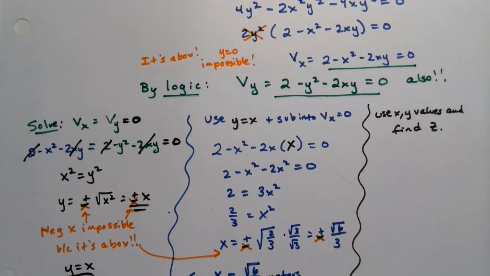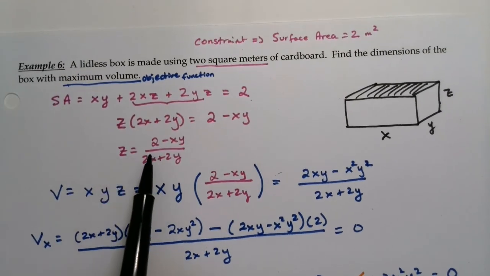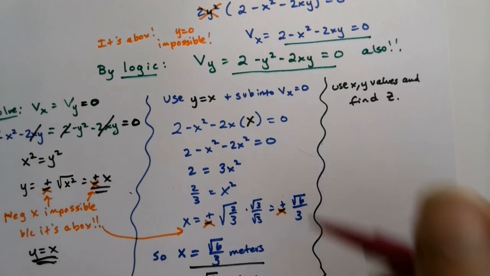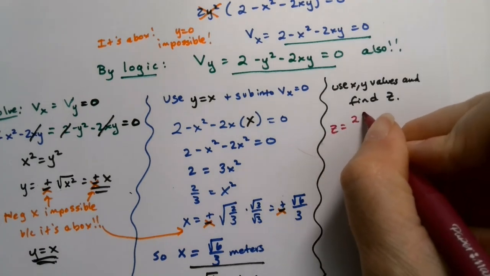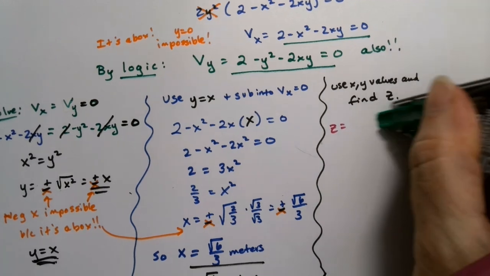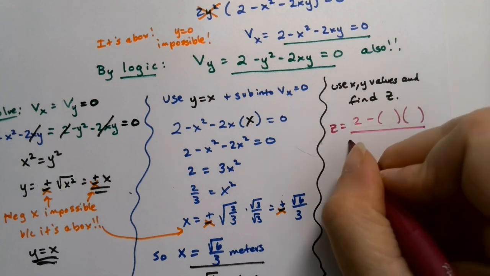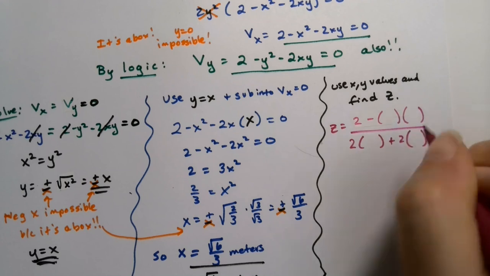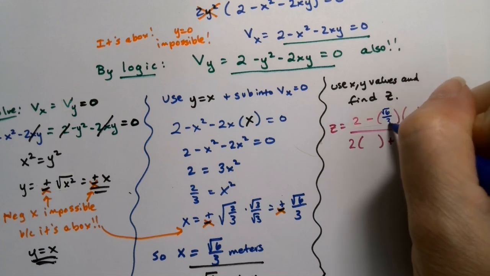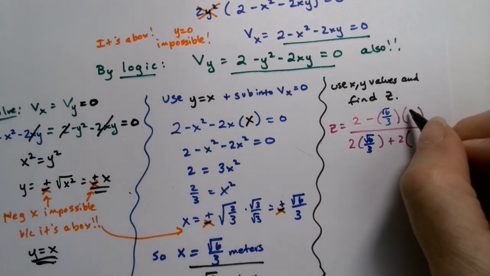Okay, well, let's see here. If you recall, way back at the top, we have a formula for z. z is 2 minus xy over 2x plus 2y. So z is equal to 2 minus something over 2 times x plus 2 times y. I apologize, I was doing the denominator. So x is square root of 6 over 3, right here and right here. And y was square root of 6 over 3.